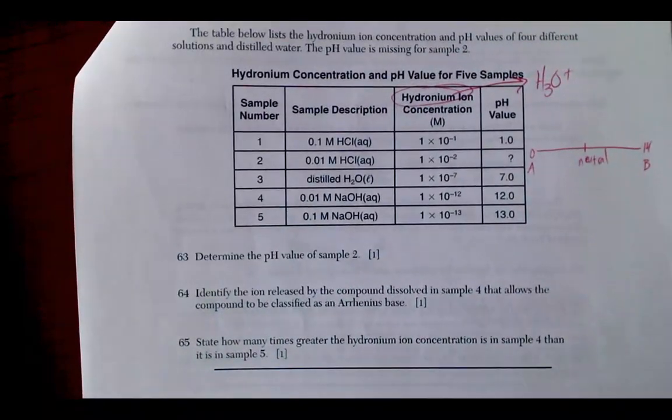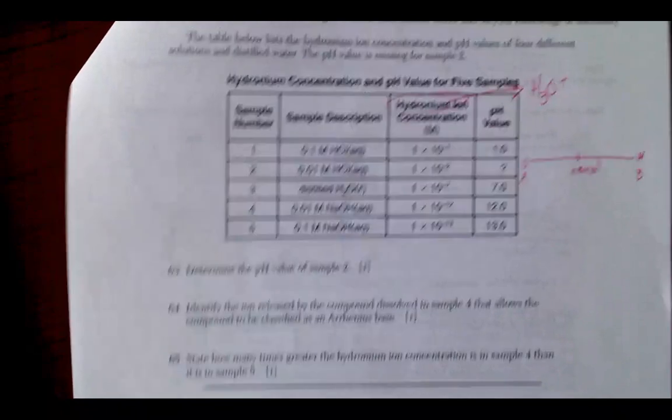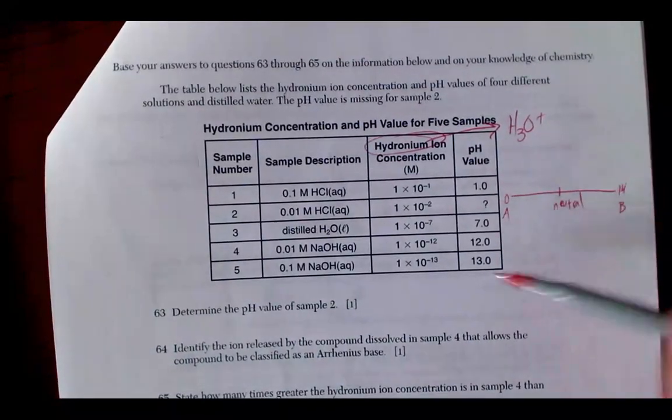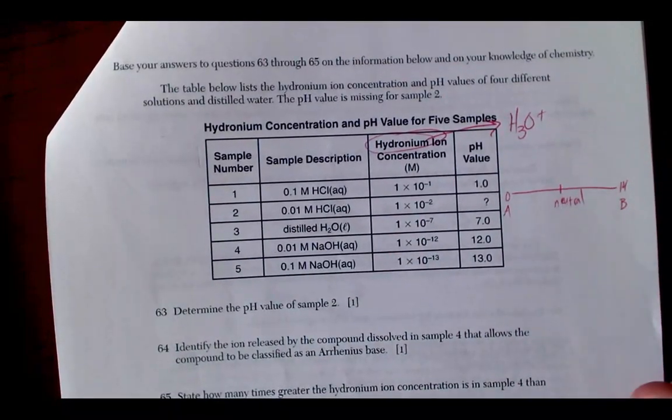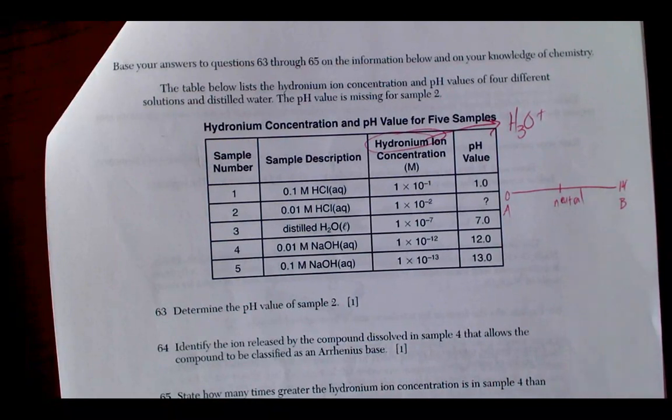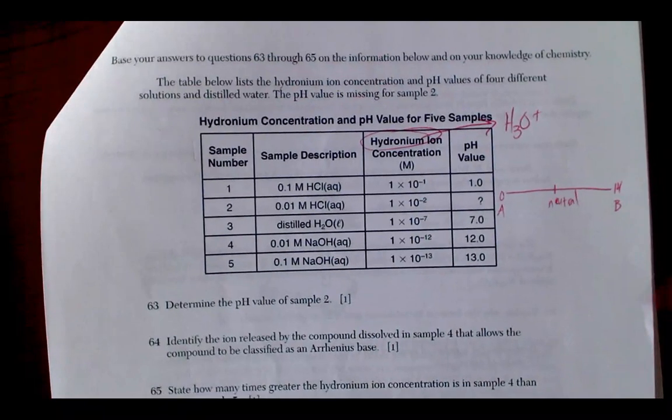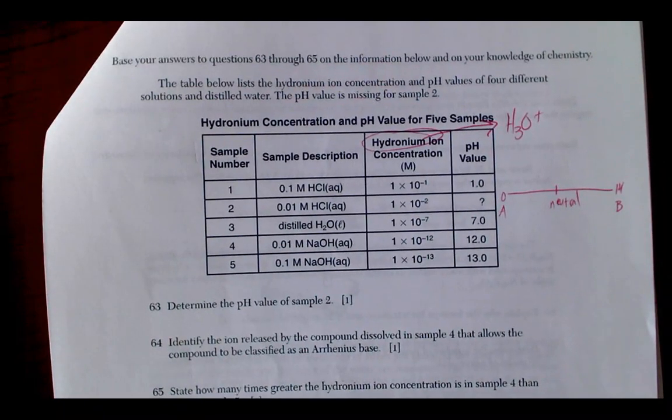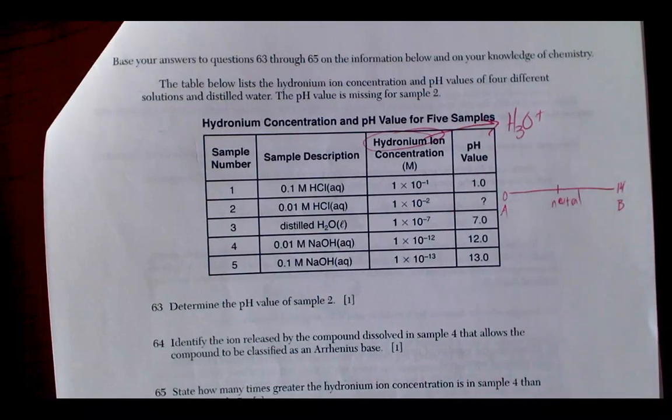Number 63 says, determine the pH value of sample 2. How are we supposed to do this? We know the pH of all these different things. How are we supposed to approach this? You may or may not have learned how to calculate a pH value, depending on what chemistry class you took this year. You don't have to know any of this stuff, though. Just look at the numbers. If you get to this point and you're saying, I don't know how to do any of this stuff, how am I supposed to even approach this thing? See what the numbers look like.